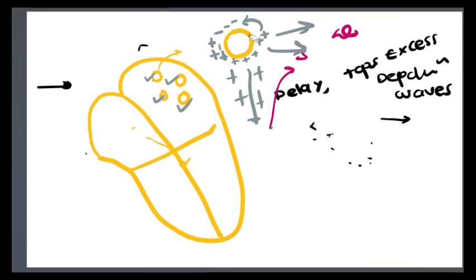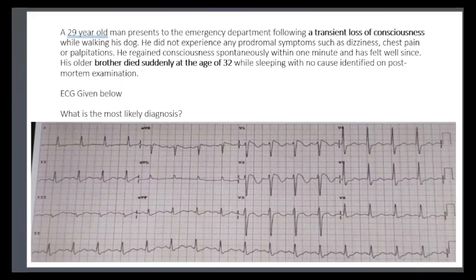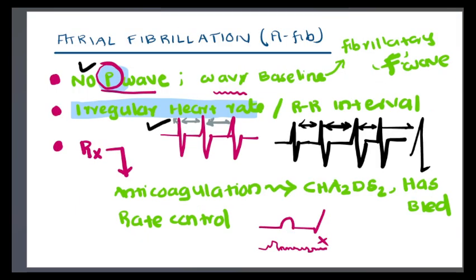We have four re-entry circuits in atrial fibrillation over the left atria. So if we take an ECG of people with this condition, they will have no P wave in their ECG. Instead of P waves, we get something like this, a wavy baseline, and their heart rate would be irregular.